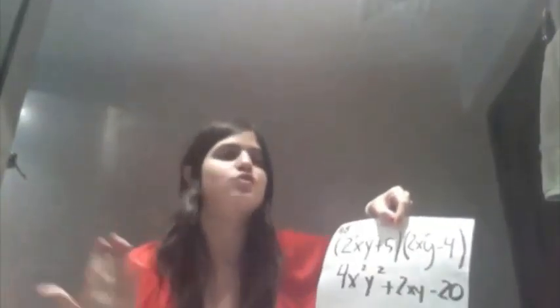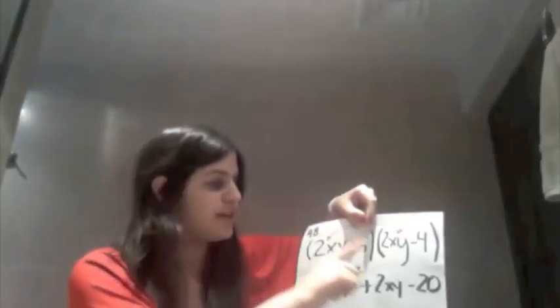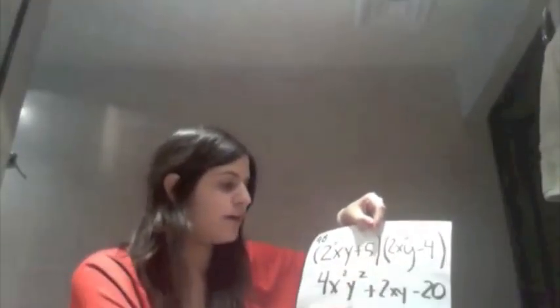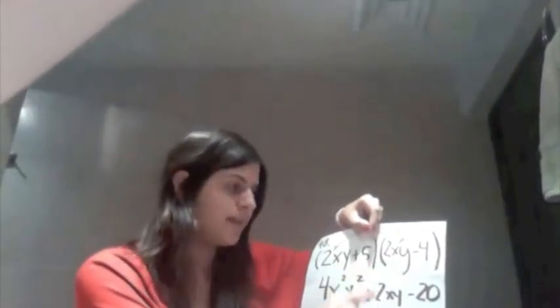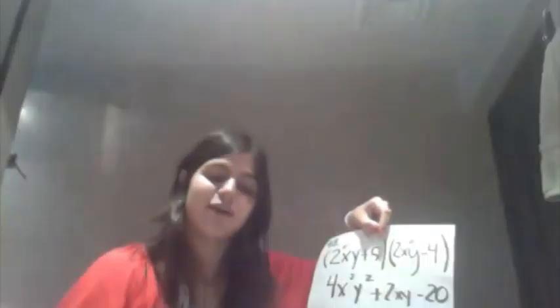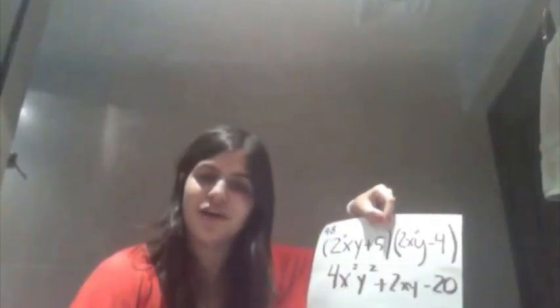It's easy. Let's go over it again. 2 times 2, 4. X squared, y squared. 5 plus minus 4 equals 2, and then xy, because you multiply. And after, 5 times minus 4 equals minus 20. You see? It's very easy.